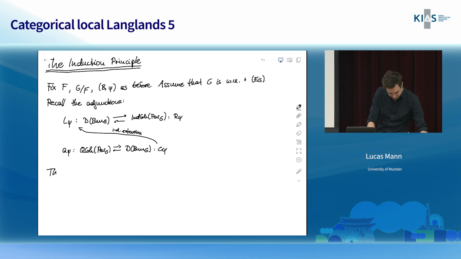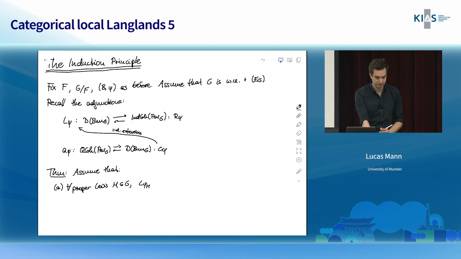So now let me phrase the goal of this talk, so this induction principle. So we make 2 more assumptions. So the first assumption is for all proper Levis M in G, if I look at the Langlands functor for this Levi, then this is an equivalence. Okay, so that's a very mild assumption because by induction we can always assume this.